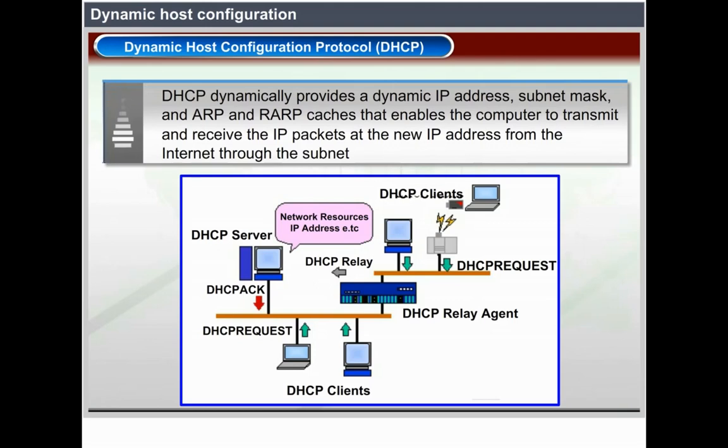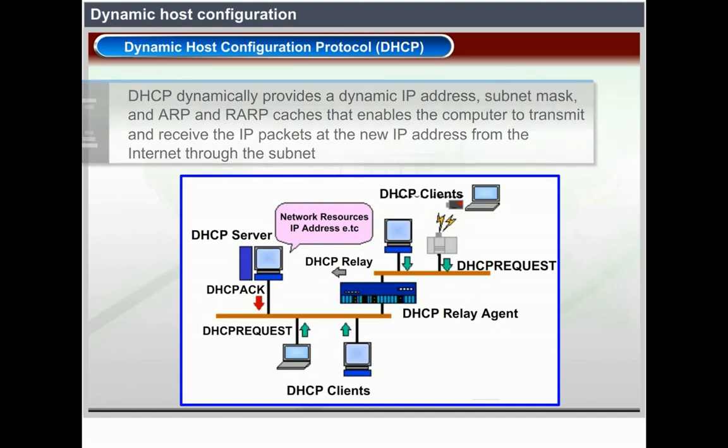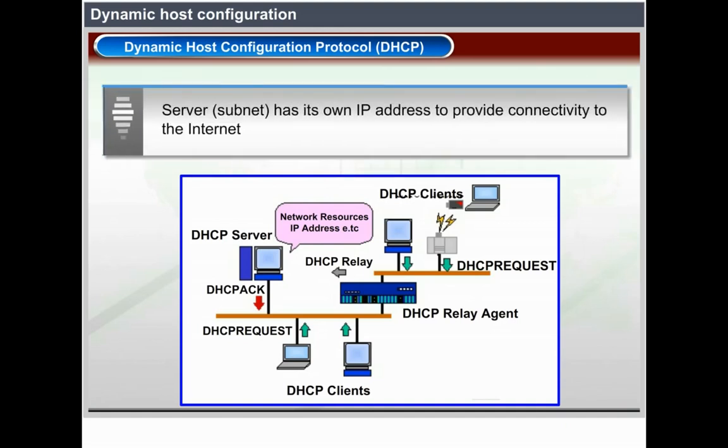DHCP dynamically provides a dynamic IP address, subnet mask and ARP and RARP caches to enable the computer to transmit and receive the IP packets at the new IP address from the internet via the subnet. The server subnet has its own IP address to provide connectivity to the internet.